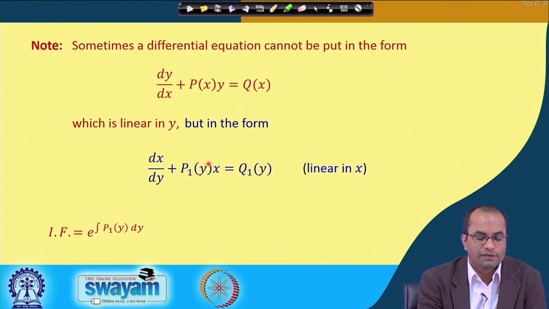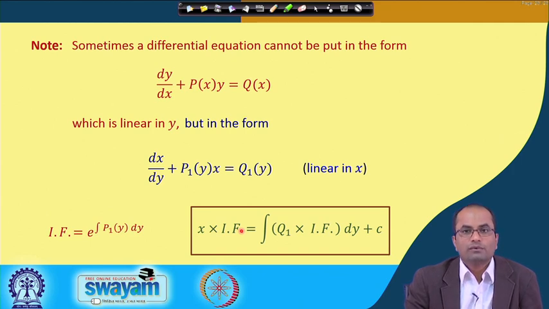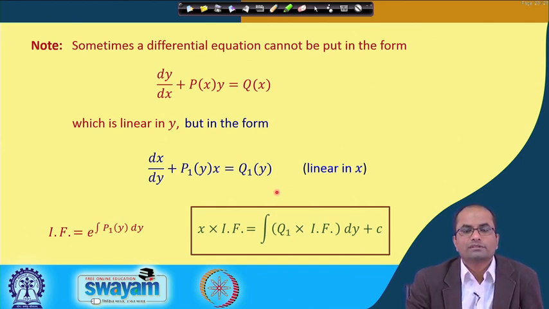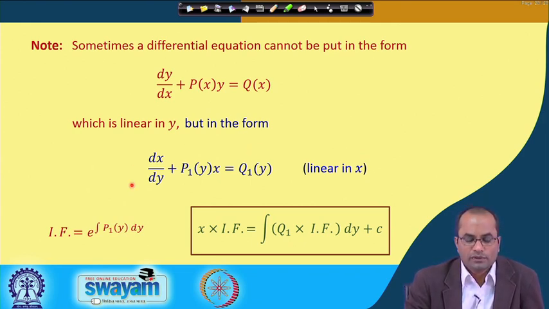So, we write down the integrating factor, where p1(y) comes in the exponential under the integral, and then the solution uses absolutely the same formula as earlier, but now we have x times the integrating factor, and the right hand side q1(y) times the integrating factor, which needs to be integrated over y, plus a constant c of integration. So, we have to remember that the given differential equation may not be given as a linear equation in y, but if we take a close look, maybe we can write it as a linear equation in x, and then use the same idea, having the integrating factor and then writing the solution.